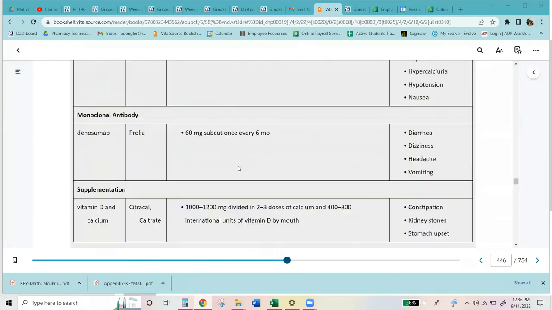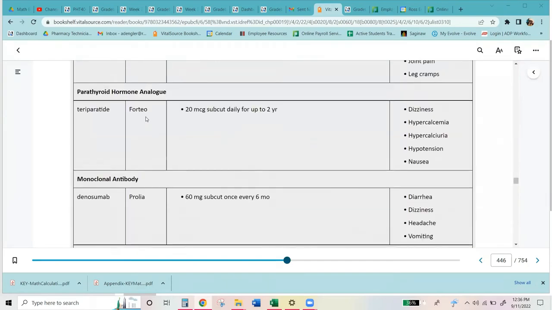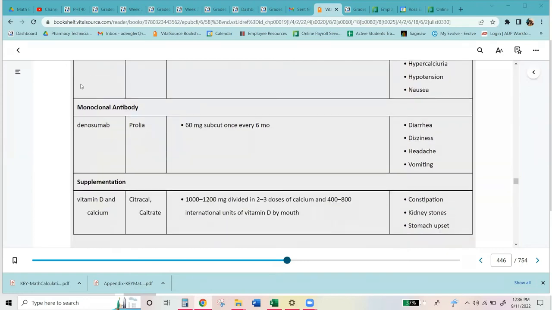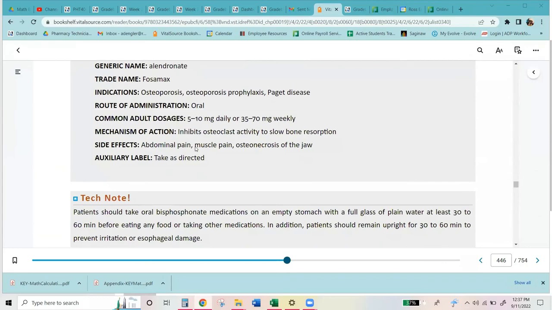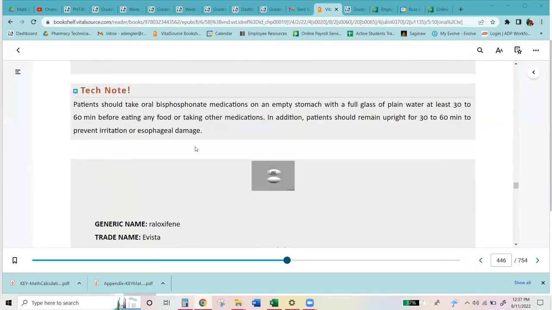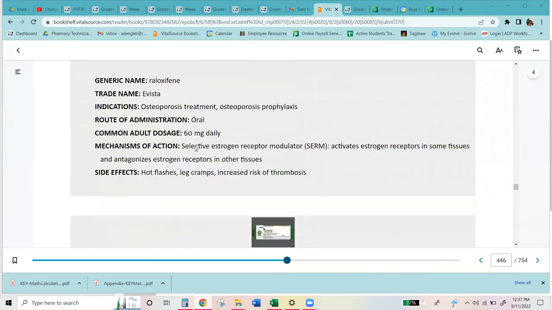A newer one we have out is Forteo. It's 20 micrograms subcutaneously daily for up to 2 years. And then for the absolute newest, Prolia, that's an injection that is given every 6 months. So you don't take a pill every day or every week. You just go into the doctor's office every 6 months and you receive it.